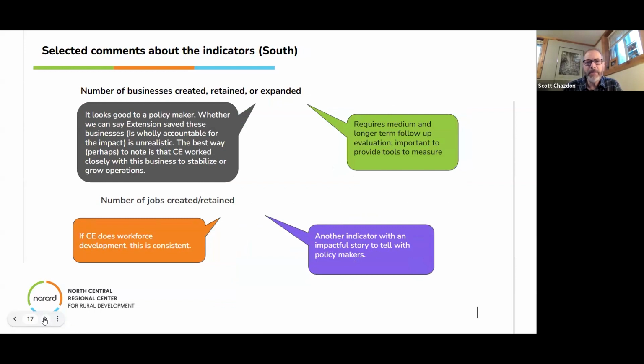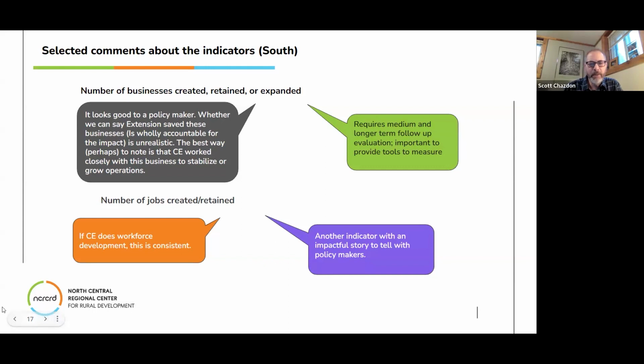And some other comments from the Southern region. The number of businesses looks good to a policymaker. Best way to note, so again, someone felt this was a good indicator to have. And another comment that this requires a fair amount of follow-up. Again, that comes up again and again as a concern.